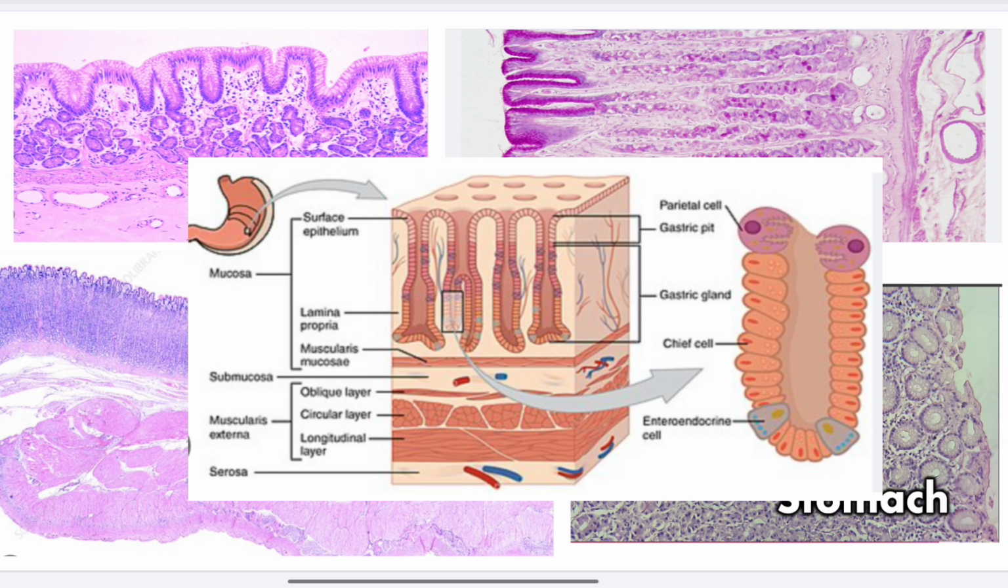The parietal cells, as you know, secrete HCl and Castle's intrinsic factor. The chief cells are mainly for the production of pepsinogen, that is for protein digestion, and the enteroendocrine cells are for the secretion of gastrin.